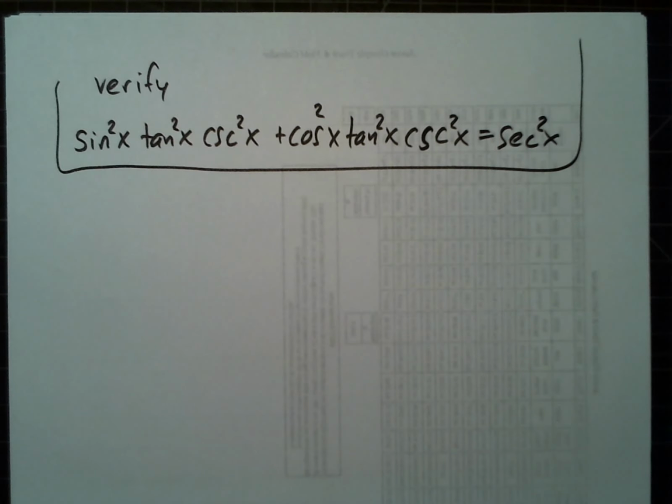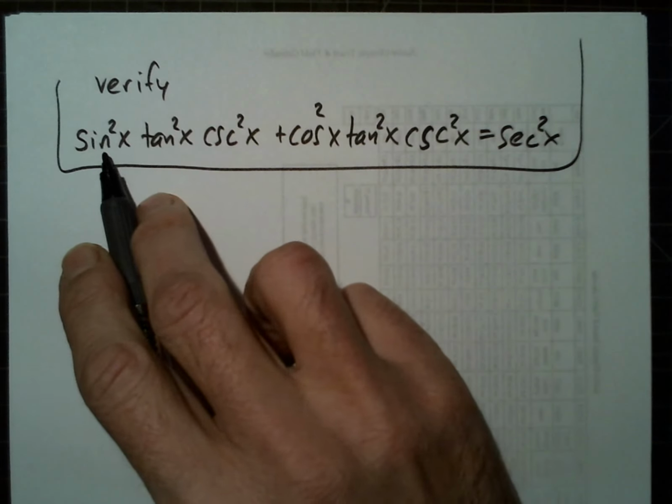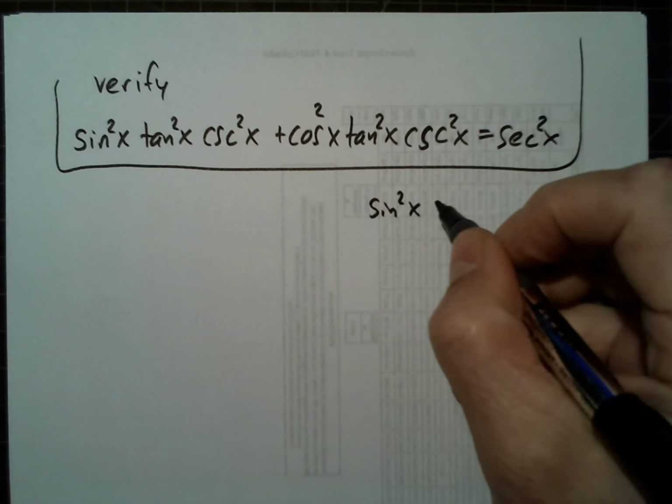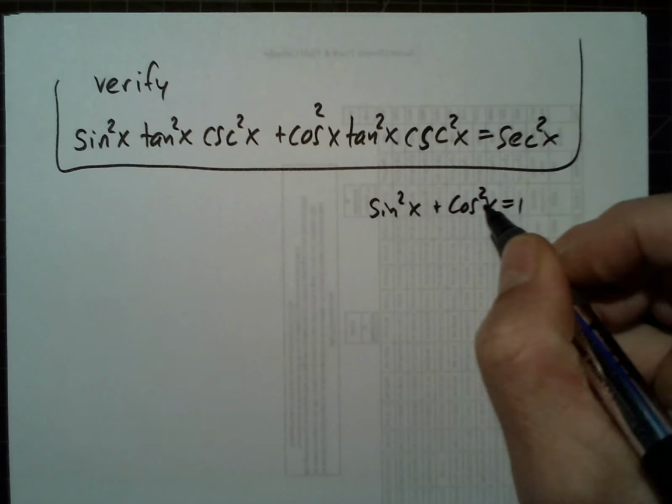And try this one on your own. Make a list of possible identities to use and then try them. If you get stuck, then just start over. So if you see sine squared, so we might need that.